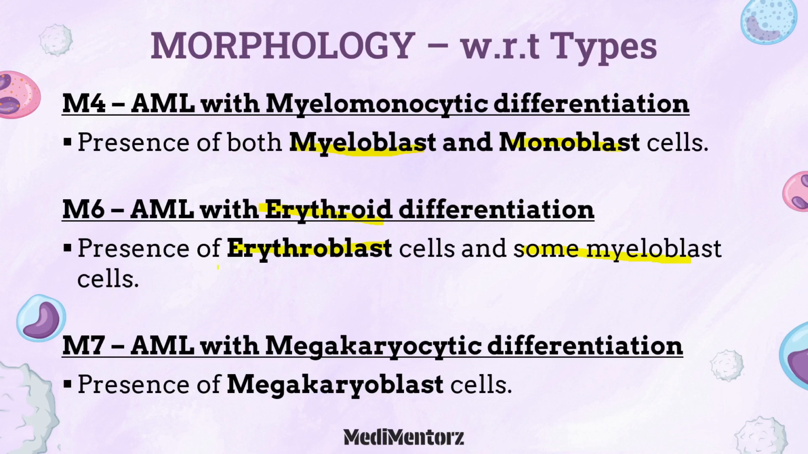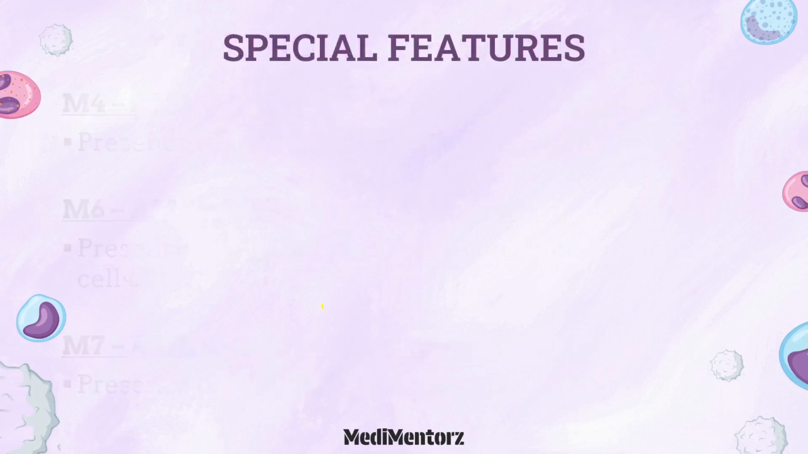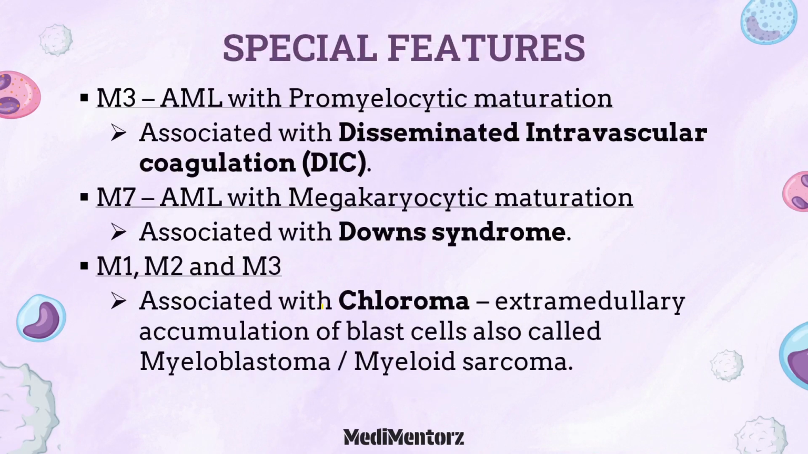And the M7 AML with megakaryocytic differentiation shows presence of the megakaryoblast cells. Next, let's see some specific features associated with the AML. So the M3 or the AML with promyelocytic maturation is associated with a dreadful condition called disseminated intravascular coagulation, or otherwise called the DIC. Next, the M7 or the AML with megakaryocytic maturation is associated with Down syndrome in children.